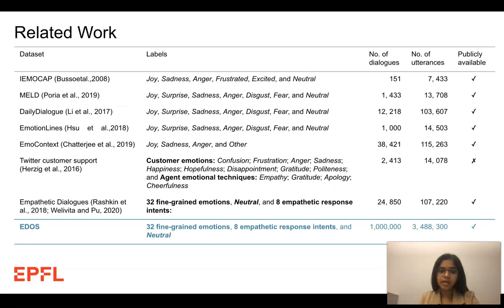In this table, we compare the size and the annotations in our dataset with other existing state-of-the-art datasets, and it could be clearly seen that EDOS we present here is significantly large in size and consists of more fine-grained emotions as well as empathetic response strategies compared to other existing work.